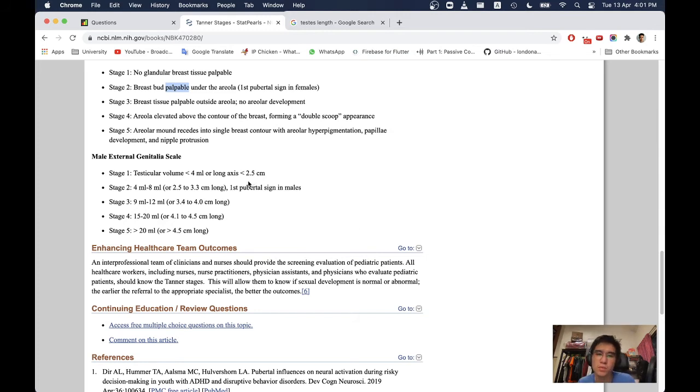Stage 1 is less than 2.5 cm. It's very short. 3 cm is already stage 2. 4 cm, 3 or 4. Okay.